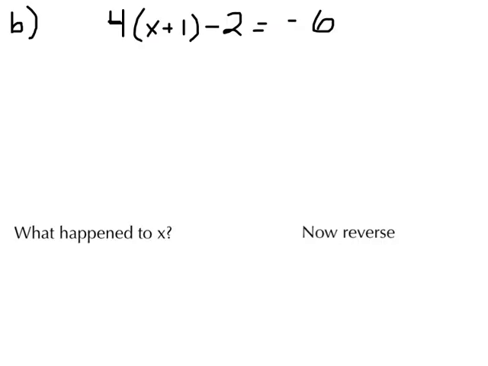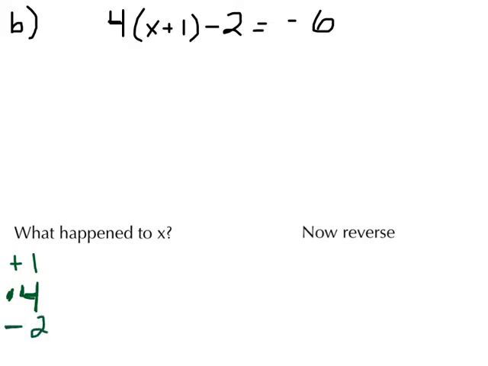Let's take a look at b. Let's talk about what happened to x first. I say that we added 1, then I multiply by 4. So I was multiplied by 4. Then after multiplying by 4, I subtract 2.